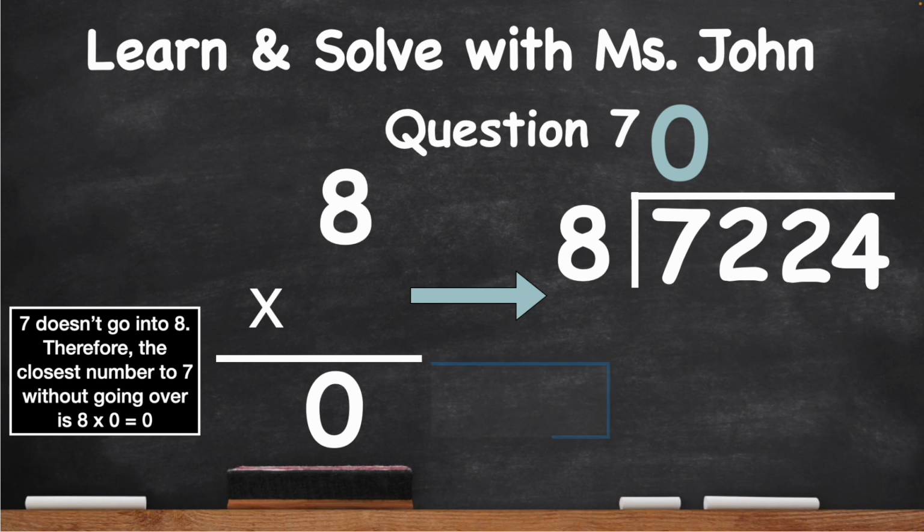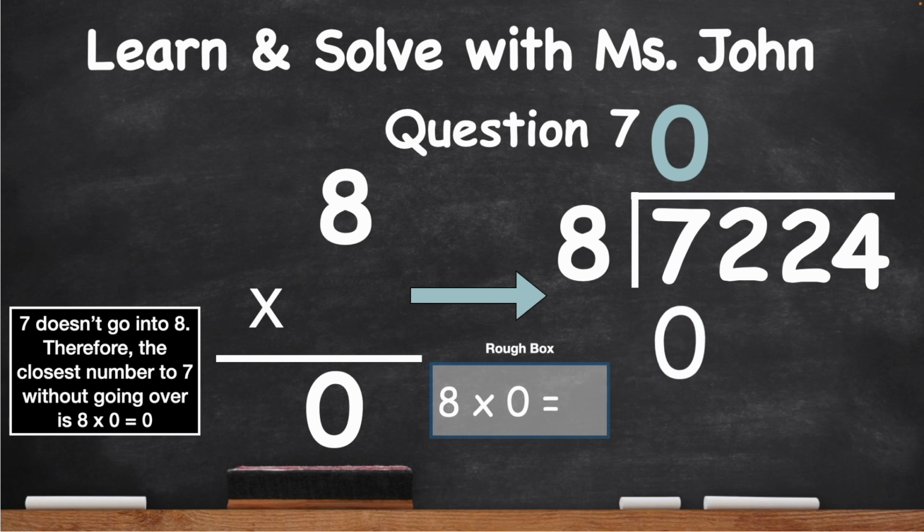And then we're going to draw a rough box. And in this rough box, we're going to do 8 times 0 gives you what? Which is 0. And then we're going to put that 0 underneath 7. Then we're going to subtract the two numbers. 7 minus 0 equals 7.